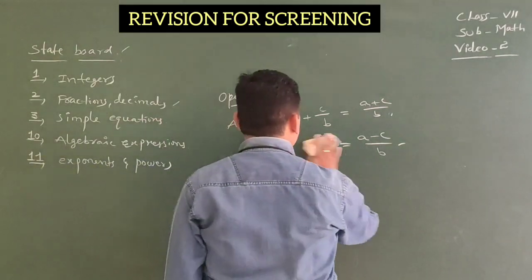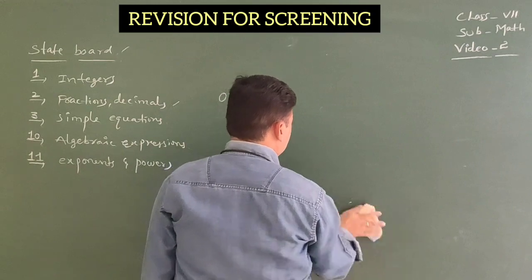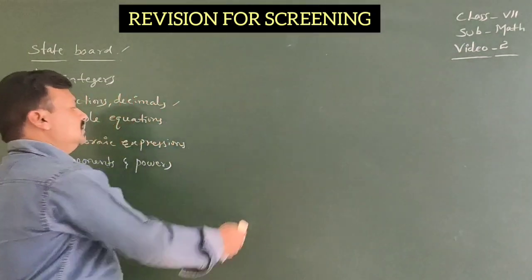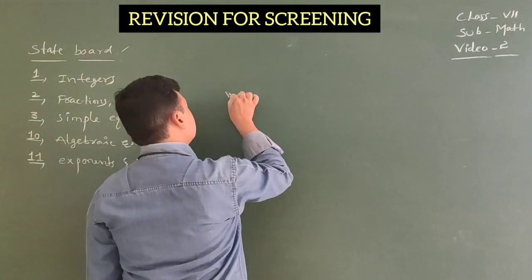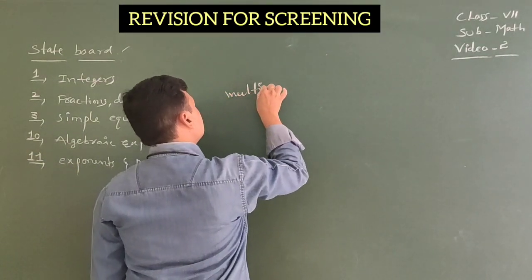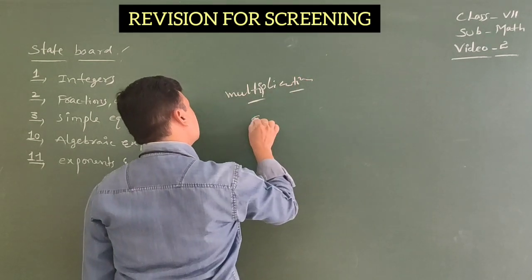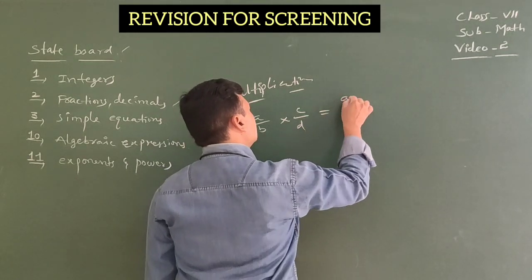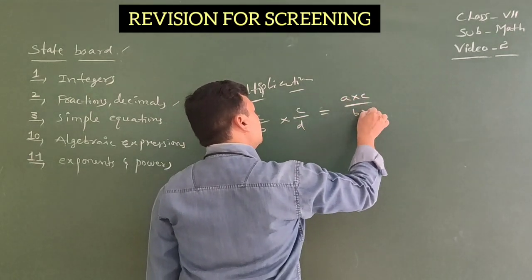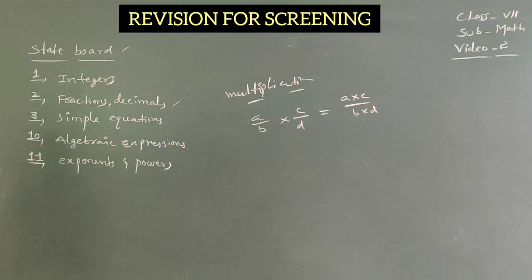We have some more problems based on addition and subtraction. Next, multiplication and division of fractions. Here A by B is multiplied with C by D, which means multiply the numerators and multiply the denominators, the same process.